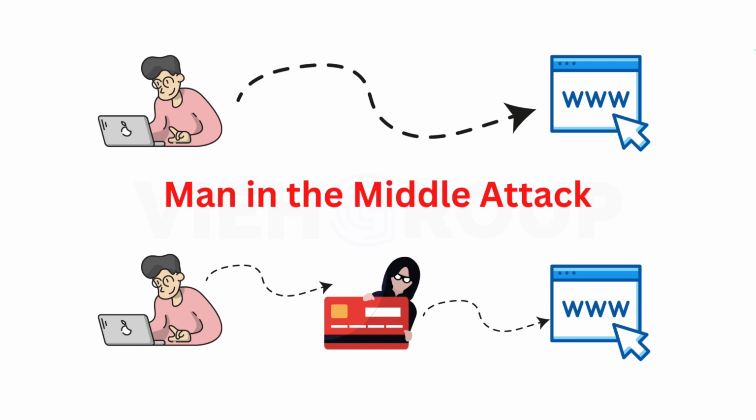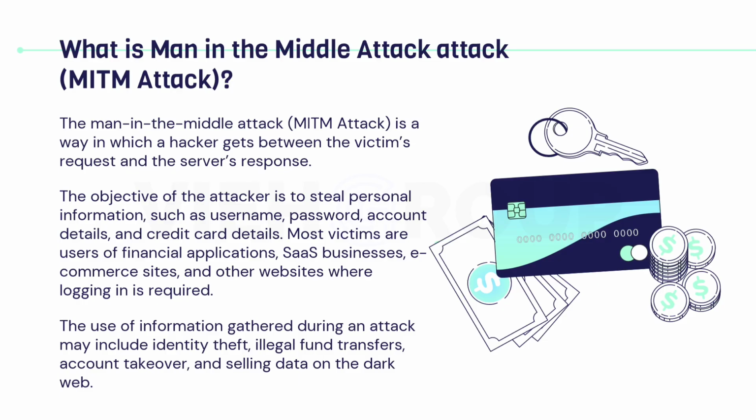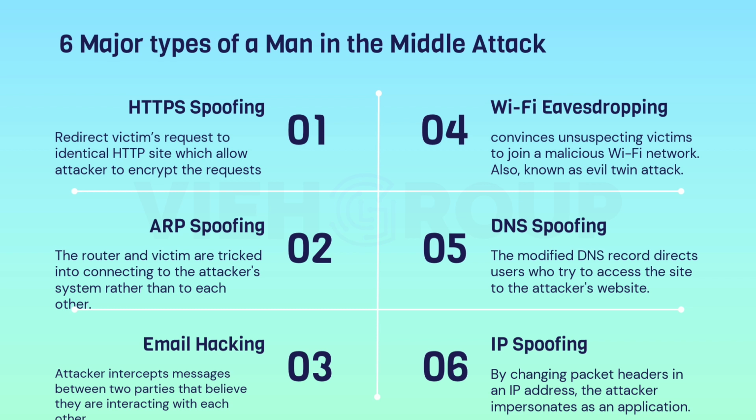Man in the Middle Attack. Let's first discuss what is Man in the Middle Attack. This is the way in which a hacker penetrates an existing network. In this way, the hacker can record requests and responses. The primary task of this attack is to steal sensitive information such as usernames, passwords, account details, and credit card details. Afterwards, such data can be used for various illegal activities such as identity theft and reselling of information in the dark web. There are six major types of man-in-the-middle attack.